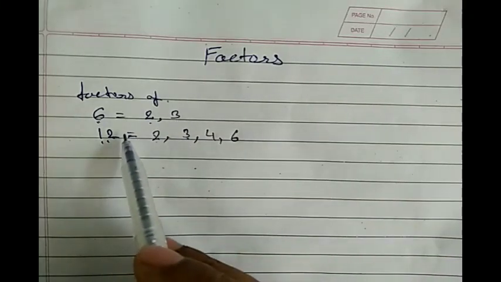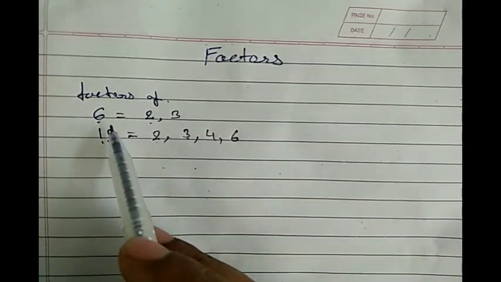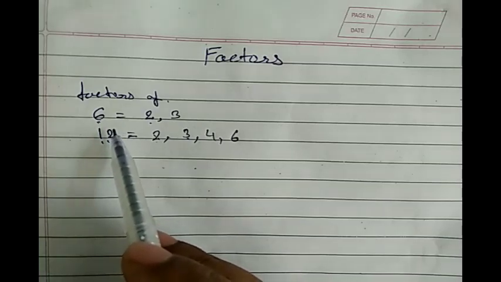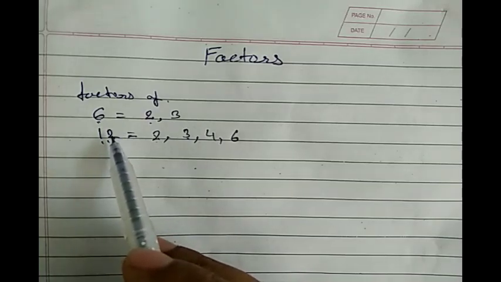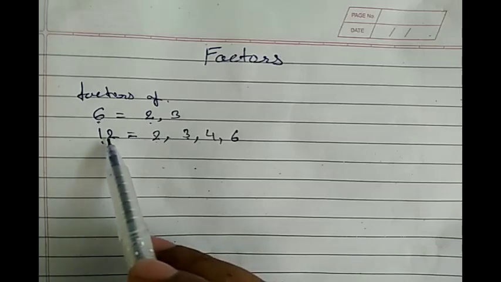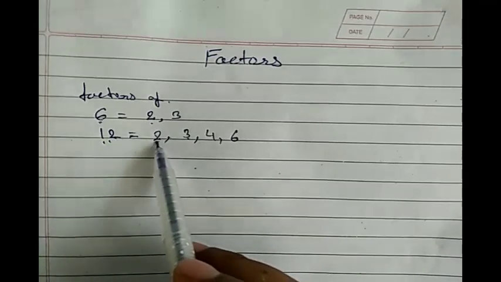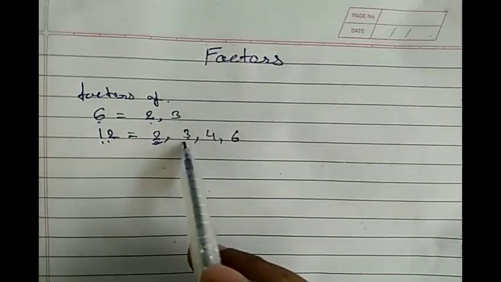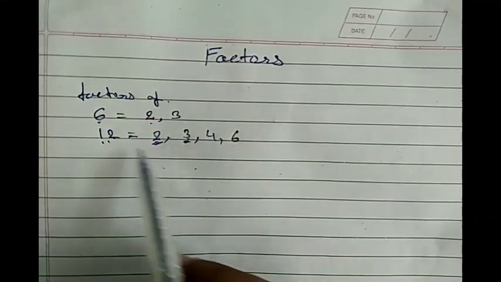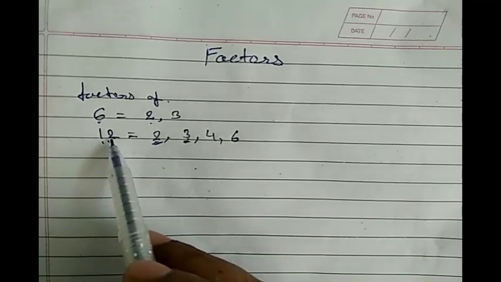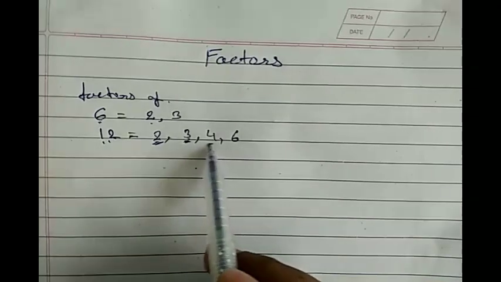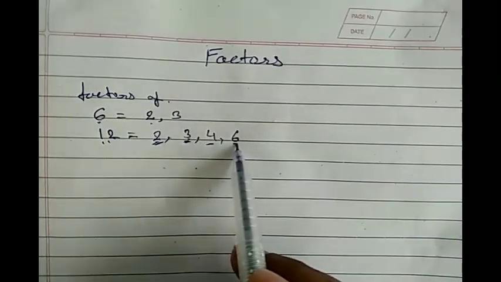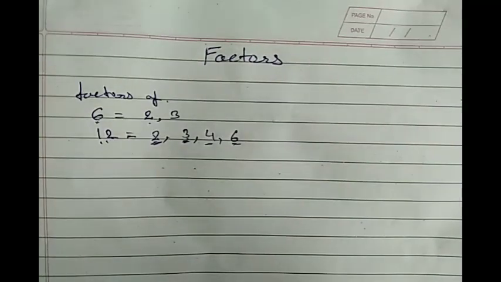Now we have to find all the factors of 12. Find the numbers by which 12 is divisible. 12 is divisible by 2, so 2 is a factor of 12. 12 is divisible by 3, so 3 is a factor of 12. 12 is divisible by 4, so 4 is a factor of 12. And 12 is divisible by 6, so 6 is a factor of 12.